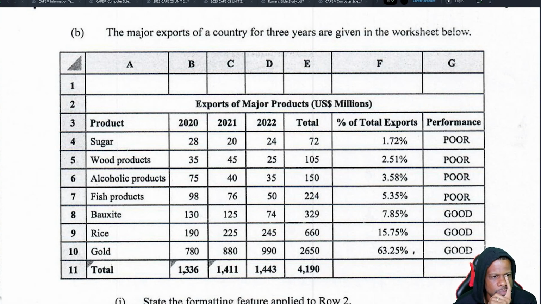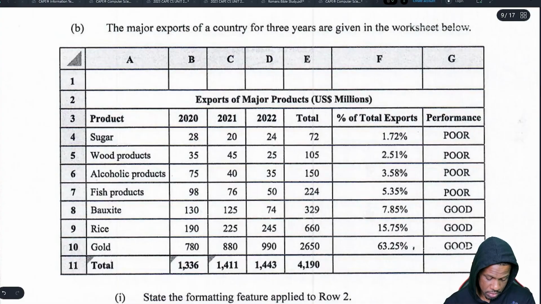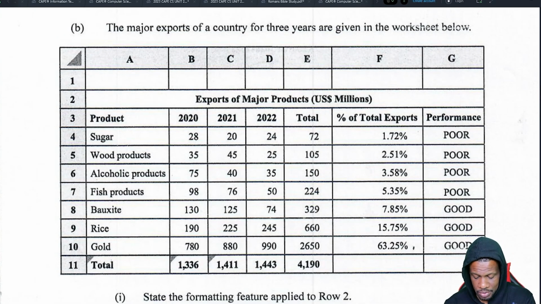All right, the major exports of a country for 3 years are given in the worksheet below. So this one is a spreadsheet. I think question 1 had a spreadsheet, so they could bring spreadsheets in any question that they want. This might be the hardest spreadsheet question, but let's see.